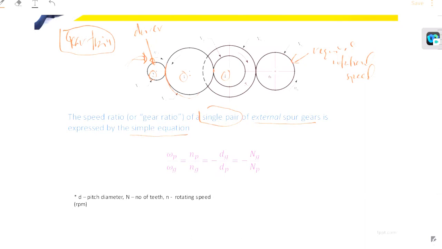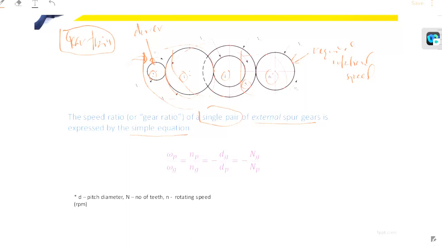Then gear 5 and gear 6. Gear 5 is the driver and gear 6 is driven. Each gear can be a driver in one pair and driven in another. The matings are between 2 and 3, 3 and 4, and 5 and 6.